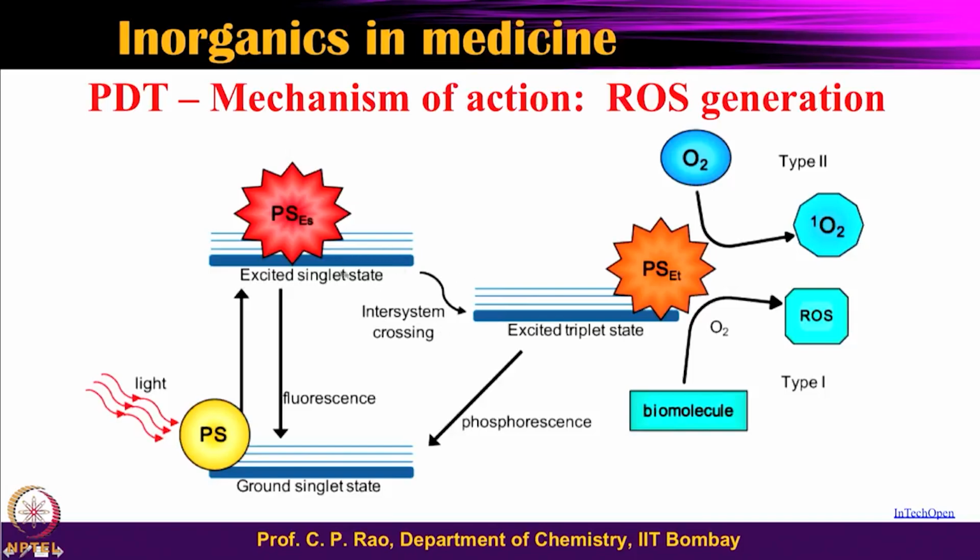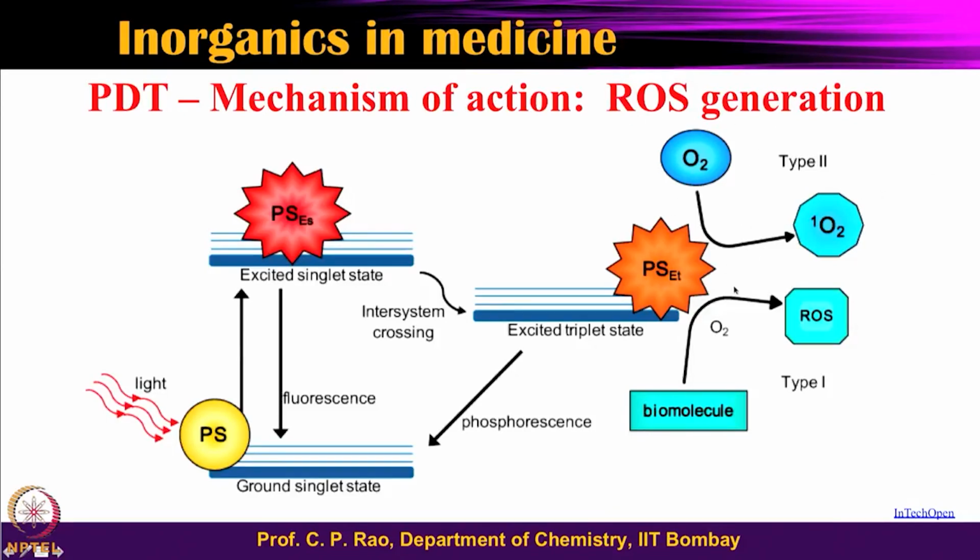Intersystem crossing is because this is a singlet state and this is a triplet state. So, singlet to triplet is not allowed. It is a forbidden kind of transition. Such forbidden transitions are made available, and then you get into the triplet state. From this triplet state of your molecule, you can get light, which is phosphorescence, or it can activate the oxygen from the biomolecule to create ROS. It can activate O2 and create singlet oxygen. So, all of these are being generated. So, the type 1 conversion, type 2 conversion, all of these.